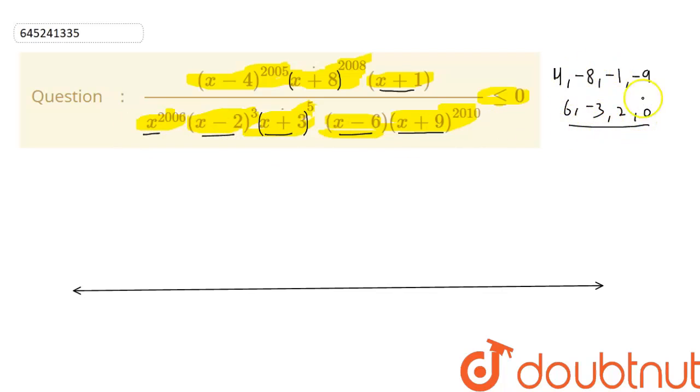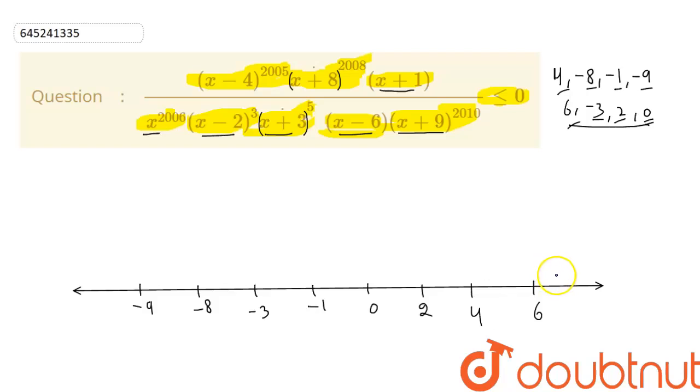Now let us plot all of these critical points on the number line we have drawn here. So we have minus 9 and minus 8 here. So let us draw minus 9 here, and here we have minus 8 like this. Now we have minus 3 and minus 1 also, so we have minus 3, minus 1 like this. And now we have 0, 2, 4 and 6. So we plot 0, 2, 4 and 6 like this on this number line.